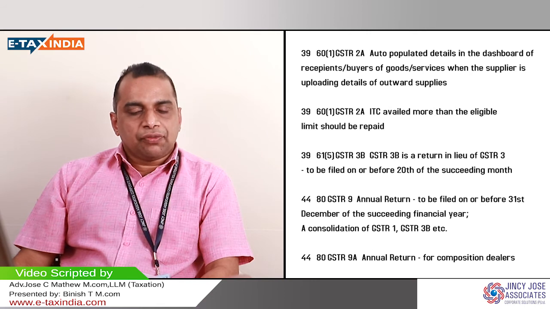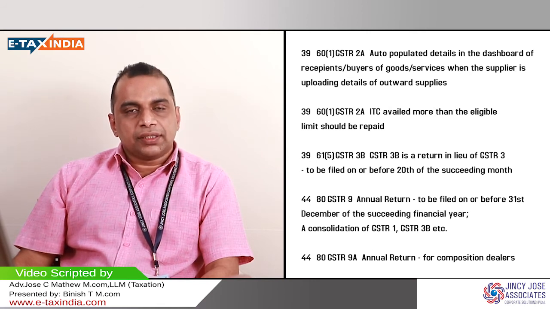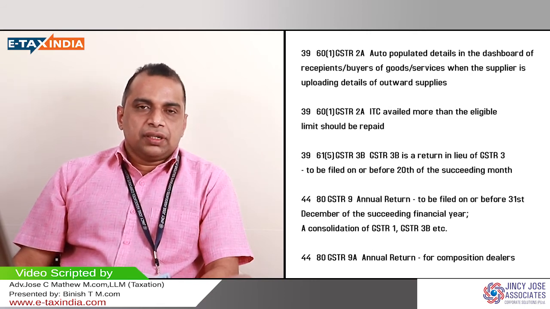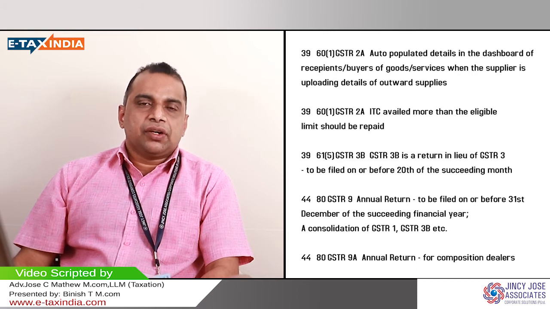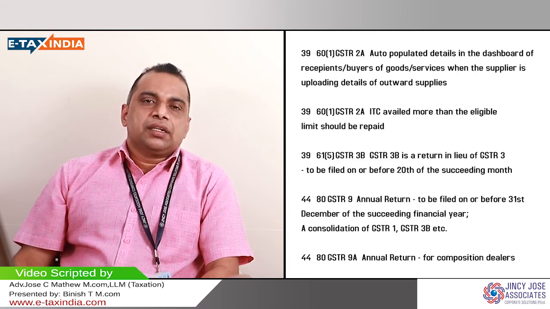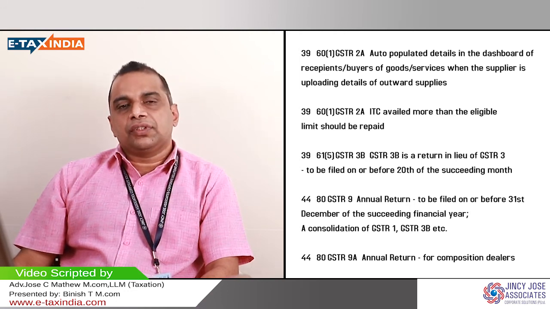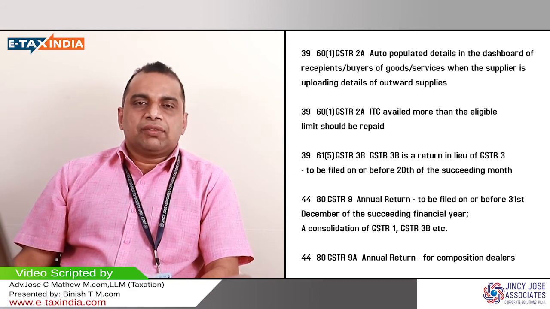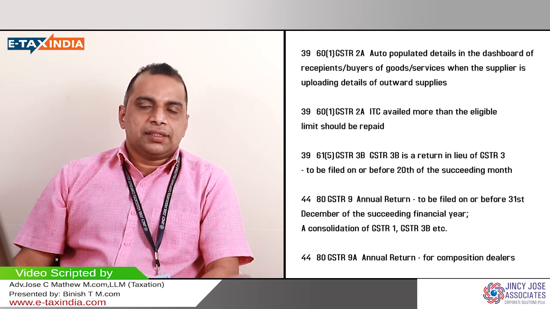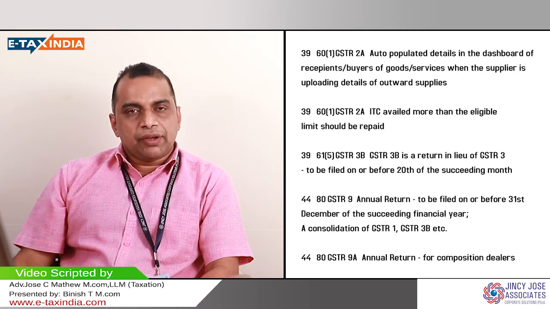Next one is form GSTR 5. It is related with the return for non-resident taxable persons who are making taxable supplies to India. So they have to file a return after the expiry of their GST registration. Normally their GST registration is valid for 3 months, extendable by another 3 months or 90 days. So whatever the case may be, when they are winding up their business, they have to file a GST return in form GSTR 5.